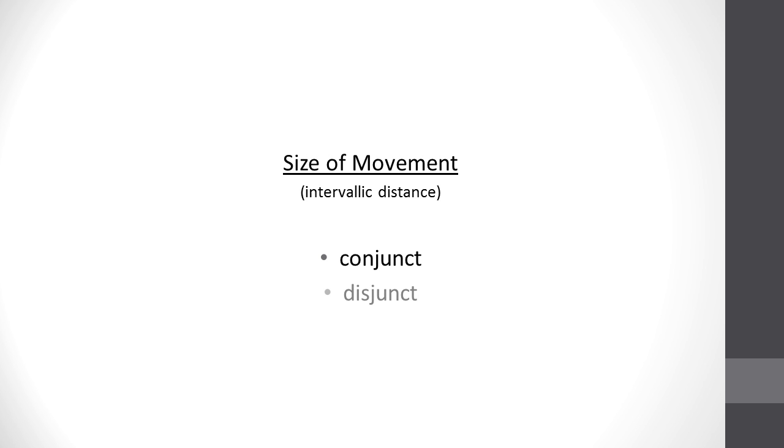The 2 other types of melodic movement deal with the size of the movement. When we speak about the size of the movement, we're speaking of the intervallic distance, such as seconds, thirds, fourths, etc. We classify the size of the movement as being either conjunct or disjunct.